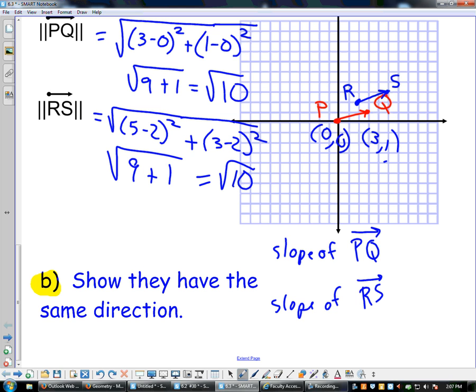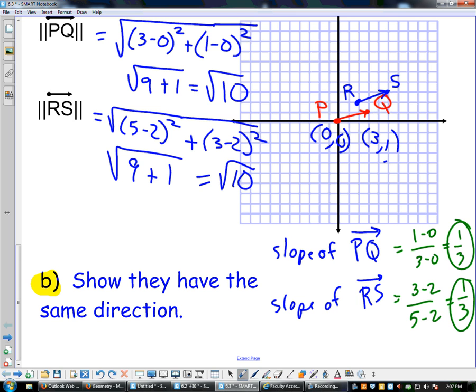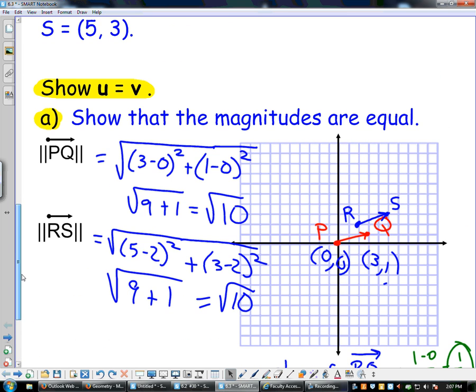Yes? Positive 1/3? Okay, so our slope for the first one is 1 minus 0 over 3 minus 0, so that's 1/3. And the slope for the next one is what? 3 minus 2 over 5 minus 2. All right, and again, we're getting 1/3. Are we okay with this? So they have the same slope, and they have the same distance. So that means that the two vectors are equal to each other. All right.